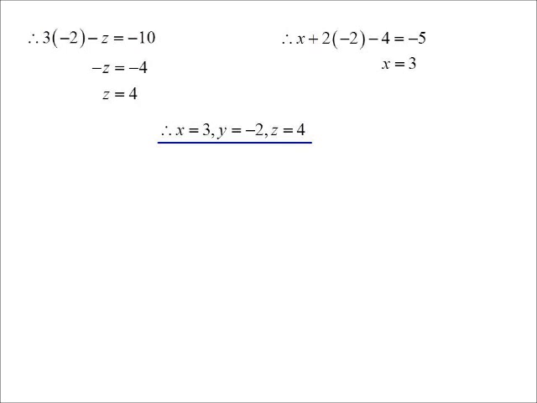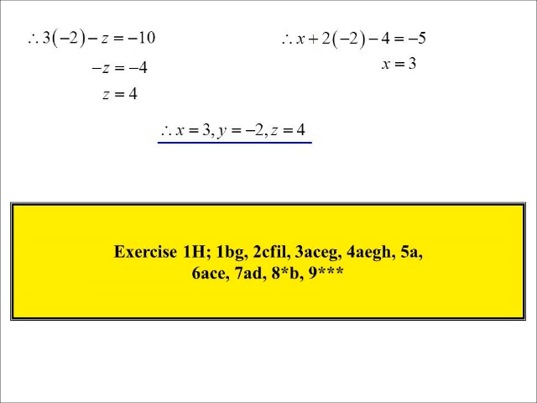What you've actually just solved there is 3 planes in a 3-dimensional space and the point where they meet, if you were to talk about geometry on that one. Okay, that'll do. So 1H.